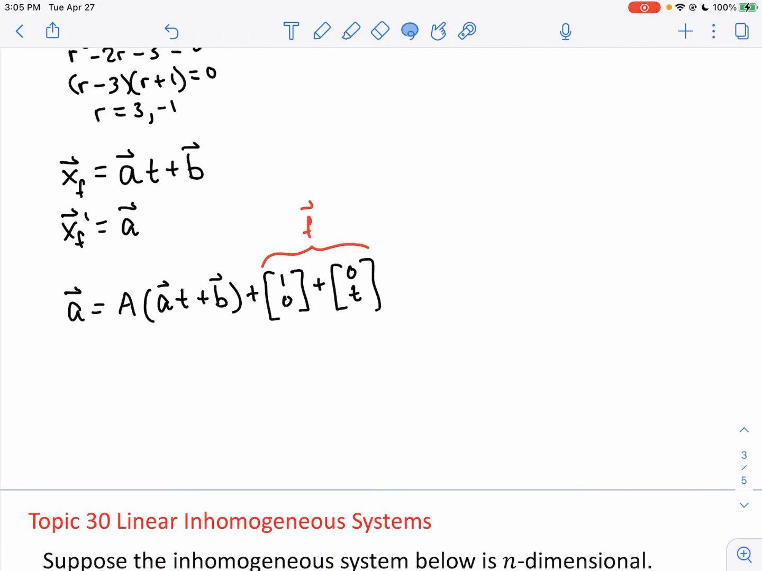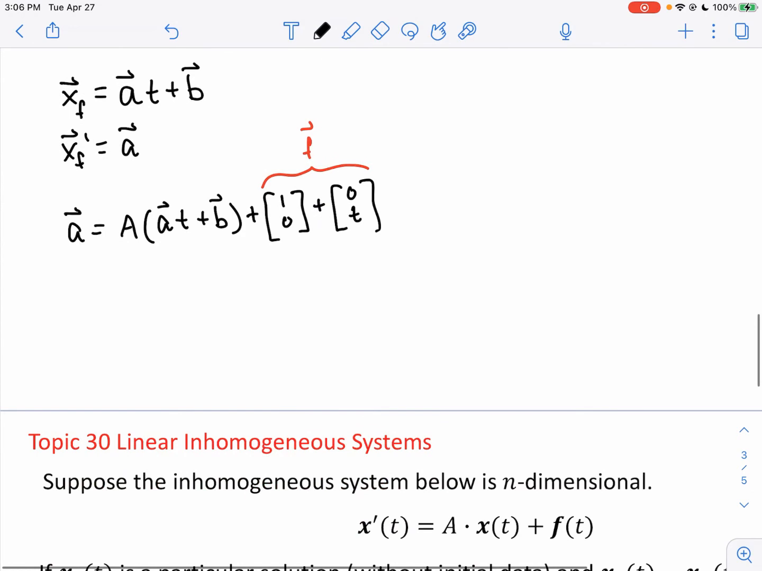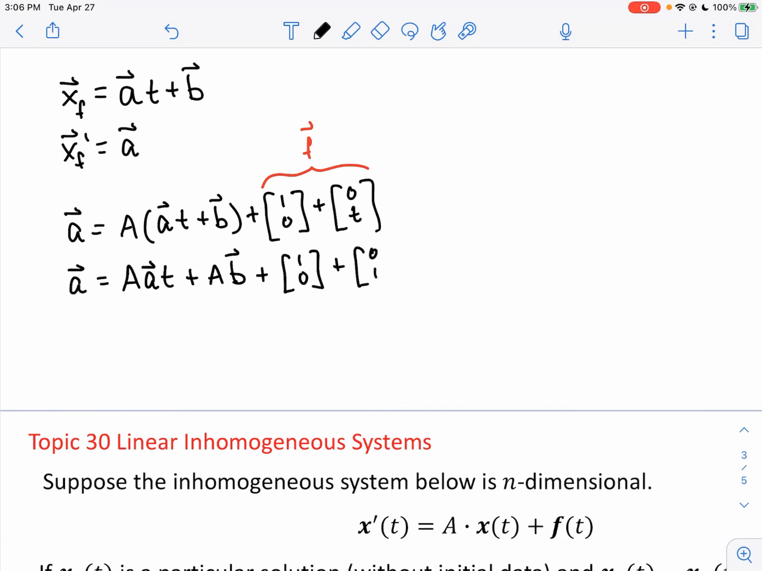And the reason I did that is just to get the t's and constants apart from each other, because I can distribute this matrix A across here. And so we wind up with the following statement. We get vector x is equal to matrix A times vector a t plus matrix A times vector b plus this 1, 0 plus this 0, and I can factor the t out, if you will, 0, 1 t. Now I'm going to gather the t terms together. There's two t terms. And then, of course, keep the terms that don't involve t separate.